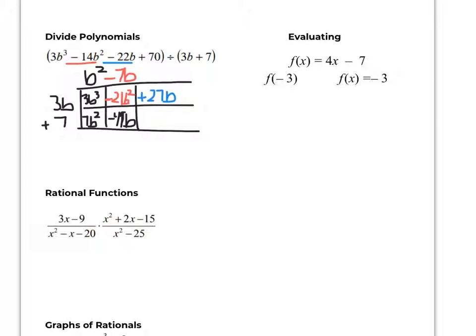What times 3b is 27b? 9. 9 times 7 is 63, but I don't want 63. I want 70, so I need to add 7. So my remainder would be 7 on this problem. So b squared minus 7b plus 9 plus 7 over, you put what you divided by, 3b plus 7.